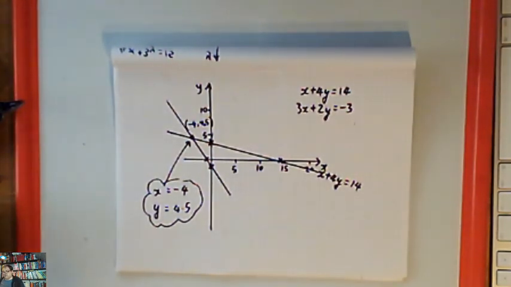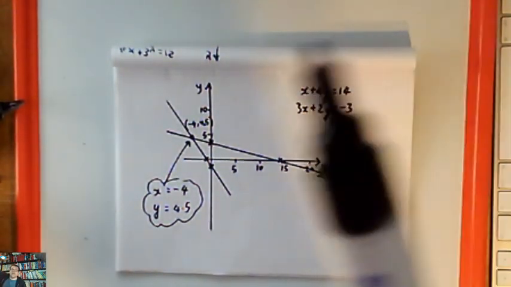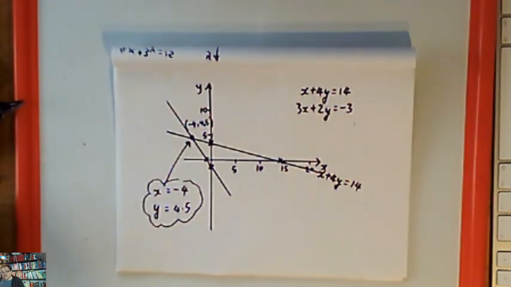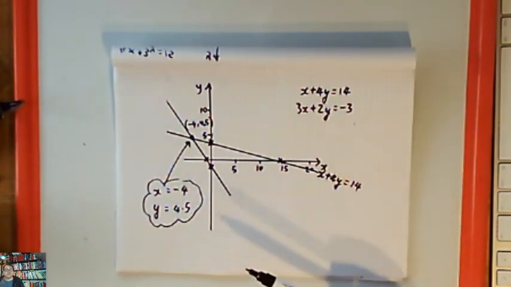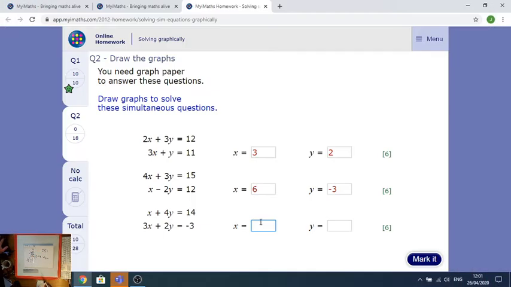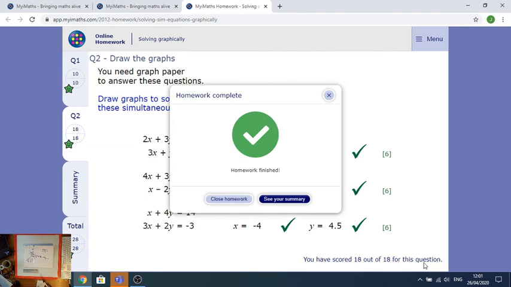gives us the solution. Now, to be honest, I double checked that with the algebra and I've edited it out of the video just because my graph with that thick pen will be possibly a little bit inaccurate, but it does check out, and obviously you can make your graphs a lot more accurate with a better pen than I've got. So minus 4 and 4.5 are the values I'm going to fill in on iMaths. Minus 4 and 4.5, in they go. Let's mark it. Hooray, 18 out of 18.